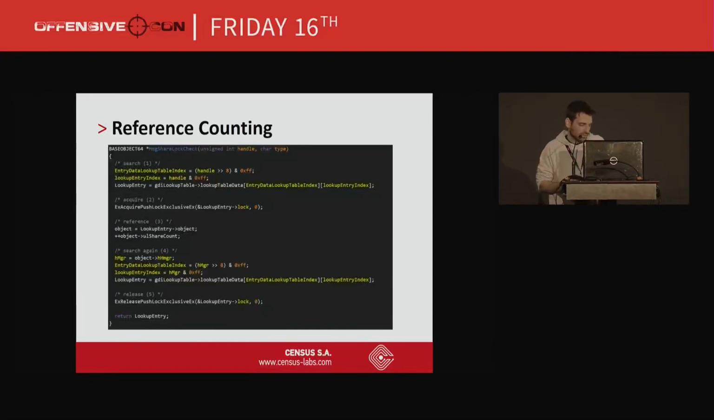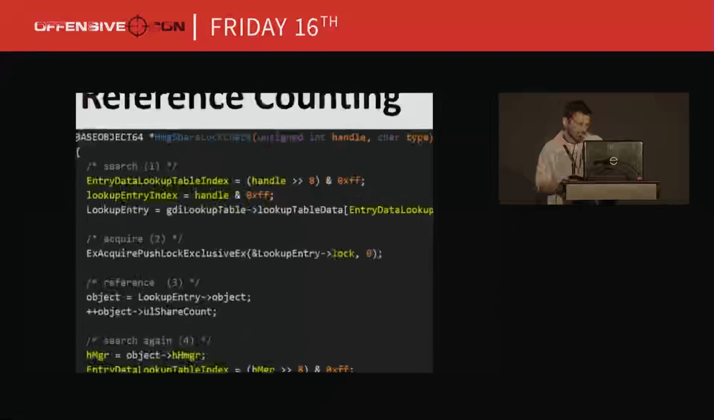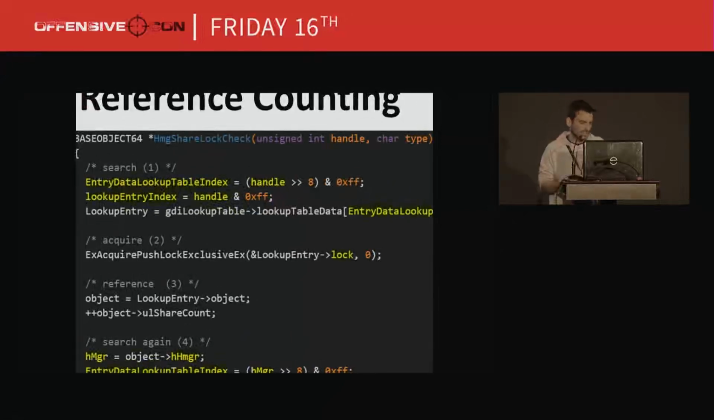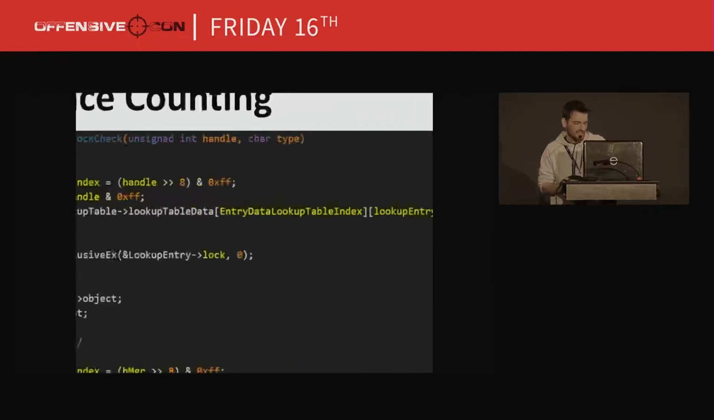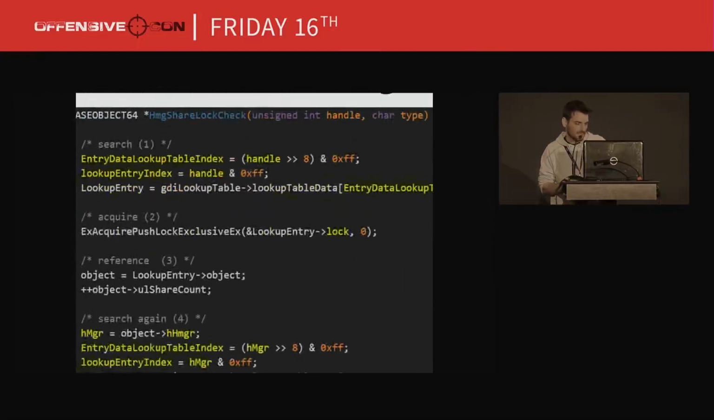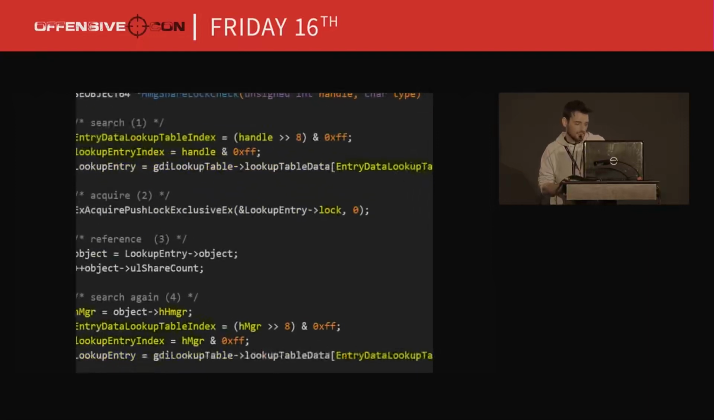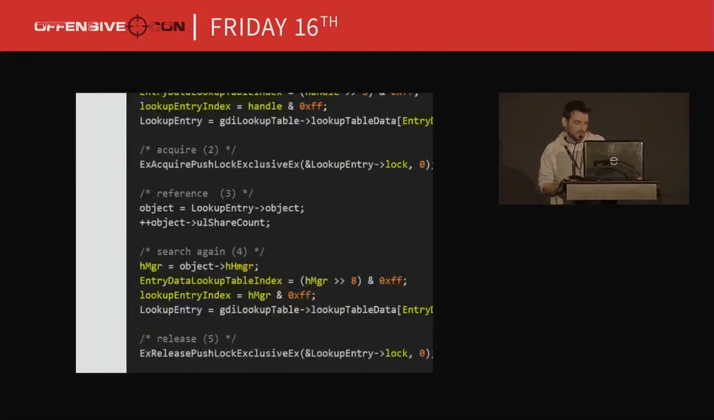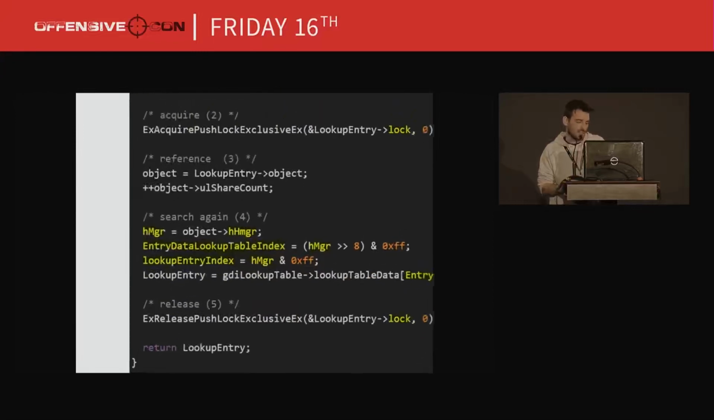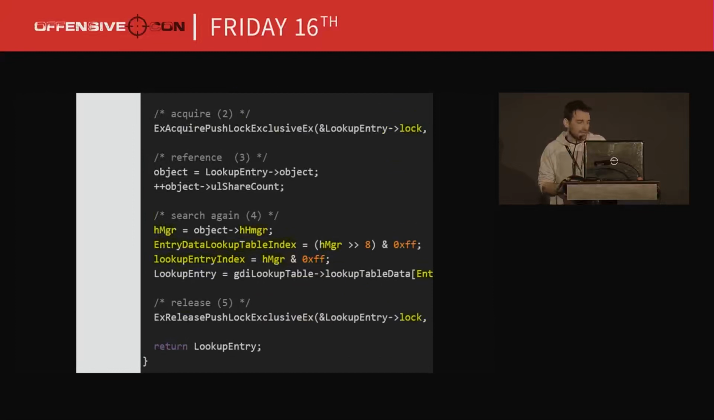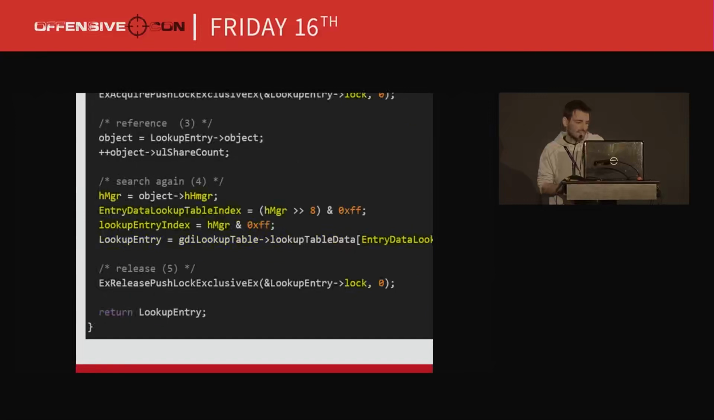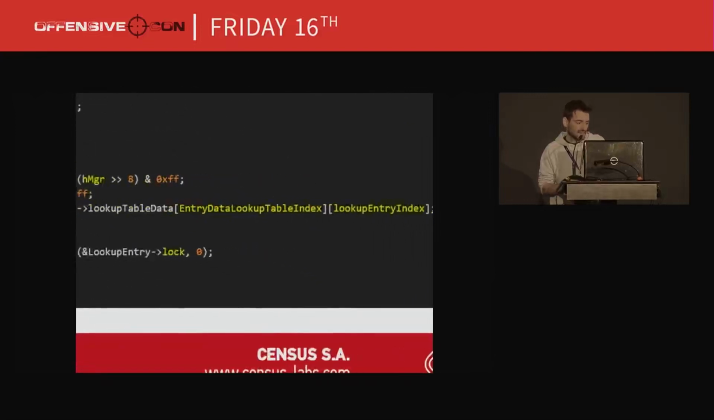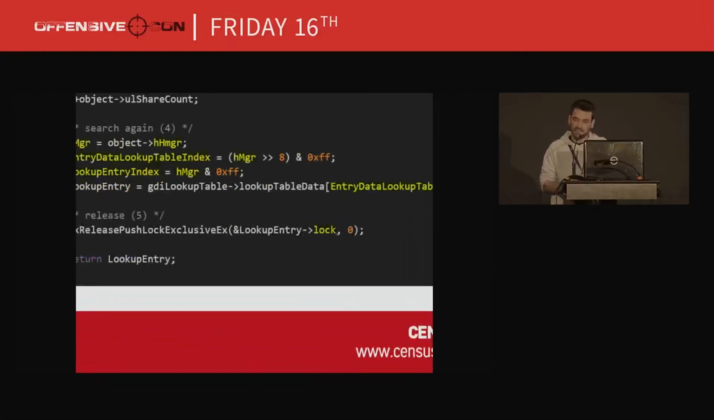So here's the pseudocode to make things clearer. As I told you, the handle actually contains the indexes. So the SEBLOCK check takes the handle that we have provided from user space, breaks down that handle to get the indexes, then based on those indexes, finds the lookup entry, then acquires the lock from that lookup entry, references the object, and then instead of just releasing the lock from that lookup entry, it goes through the object header, fetches the handle, breaks down that handle to get the indexes once again, finds that lookup entry once again, and releases the lock from that second lookup entry.